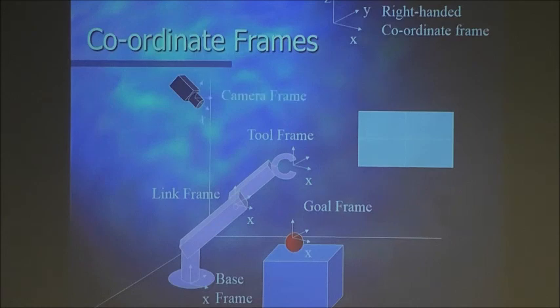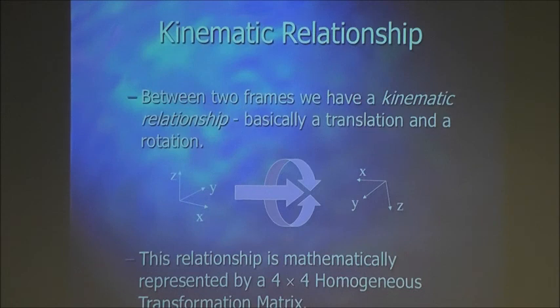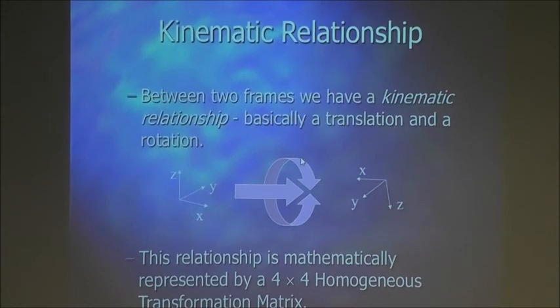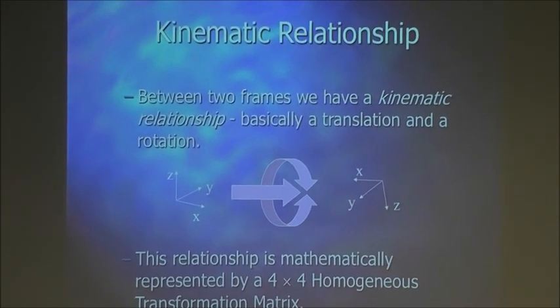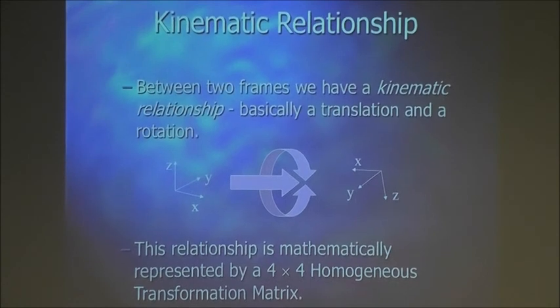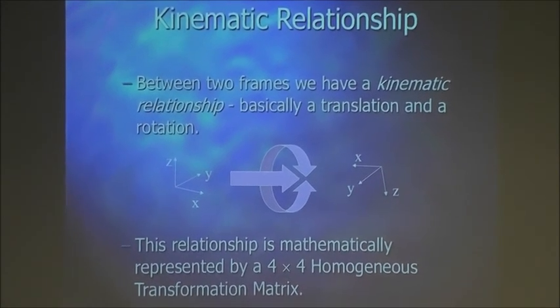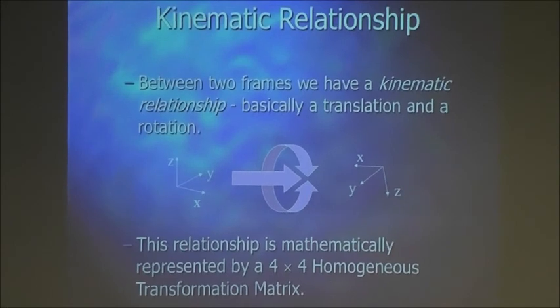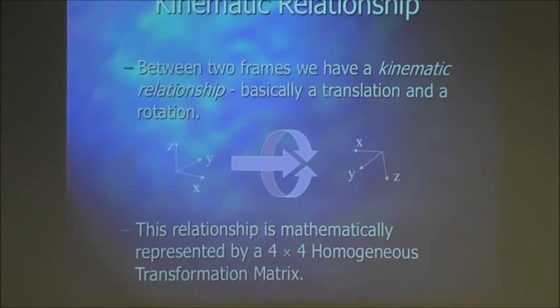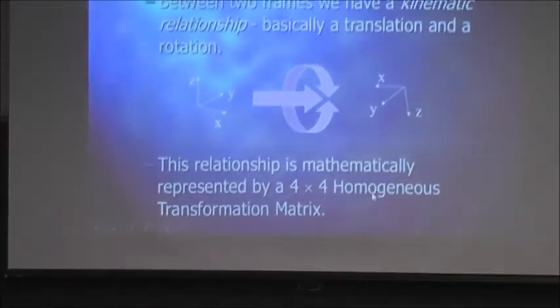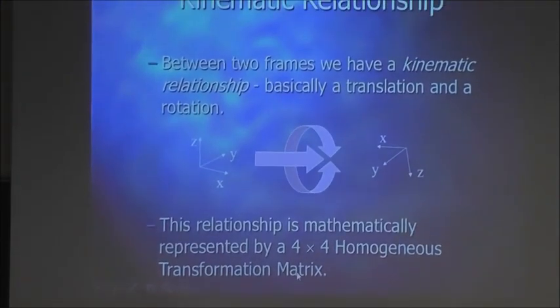So camera has its own frame, and then you go there and you actually choose that. Between 2 frames, we have a kinematic relationship, basically a translation and a rotation. If you want to go from one point to another, you have some translation and you have some rotation. You move here and then you move this way. You move like that and then you go like that. The rotation and the translation. Okay. This relationship is mathematically represented by a 4x4, what we call homogeneous transformation matrix.